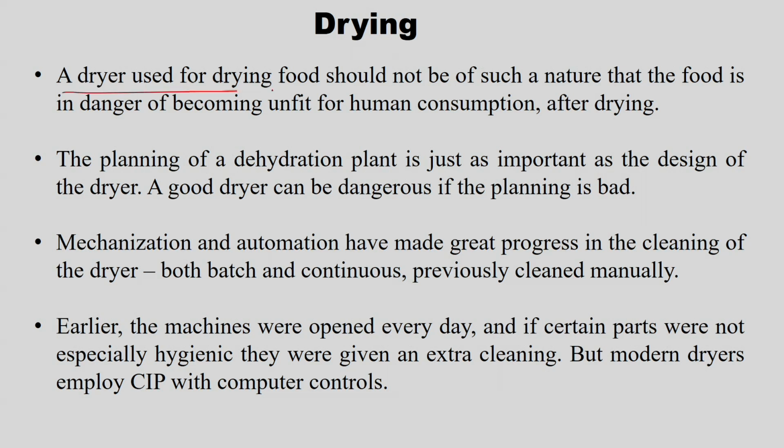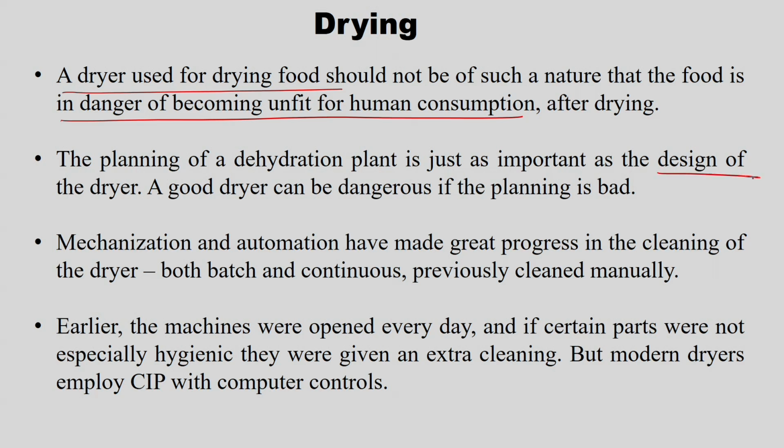A dryer used for drying food should not be of such a nature that the food is in danger of becoming unfit for human consumption after drying. So, this is also another thing. After drying, it should not have any contamination or be unfit for human consumption, and the planning of a dehydration plant is just as important as the design of the dryer.